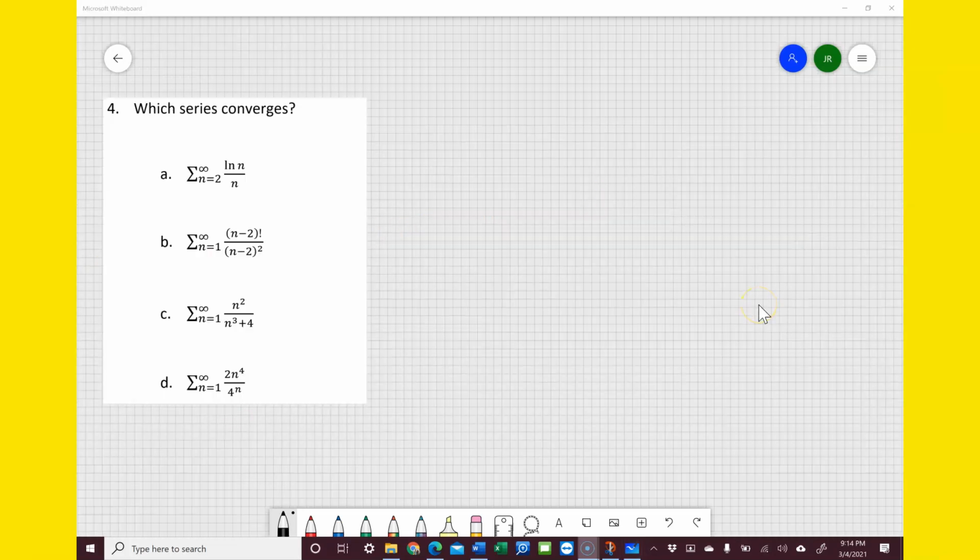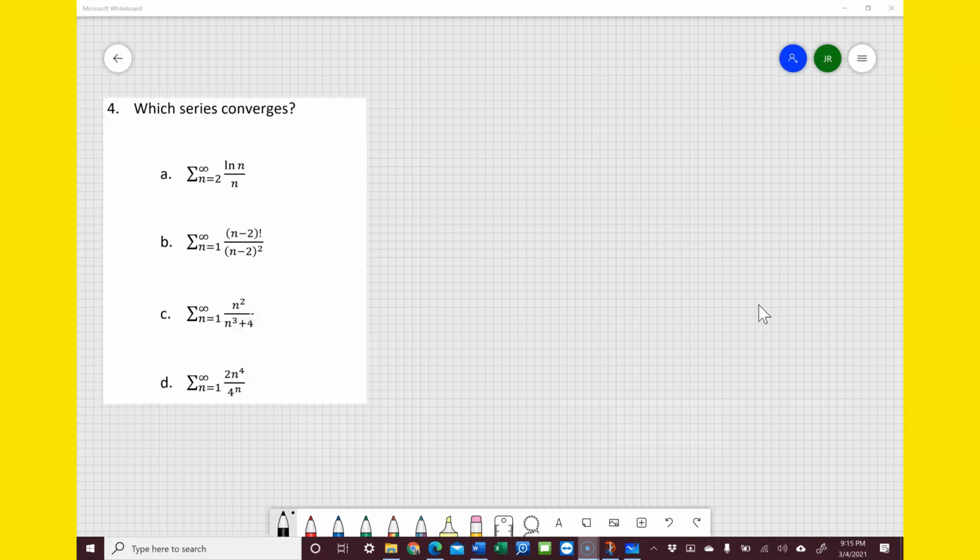All right, number 4. Which series converges? When I'm looking at this, I would like to see, do I automatically know if any of these converge? Are any of these easy to figure out? Are any of these basic? Basic meaning, are they a geometric series or a P series? And so none of these fit that.